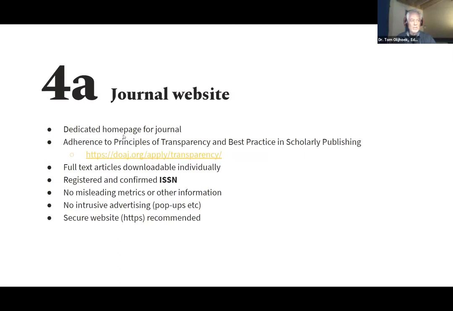So the website must be okay. There must be principles of transparency. They must have an ISSN, for sure. We don't accept misleading metrics, all kinds of indexing services that perhaps exist and give some impact factors that journals are going to publish with. And we don't accept pop-ups or something like that, which some of those journals also have. And we recommend a secure website. It's not necessary, but I think it prevents a lot of problems.